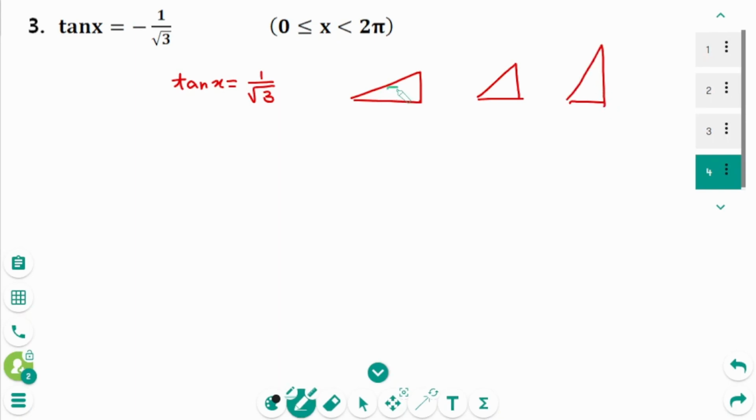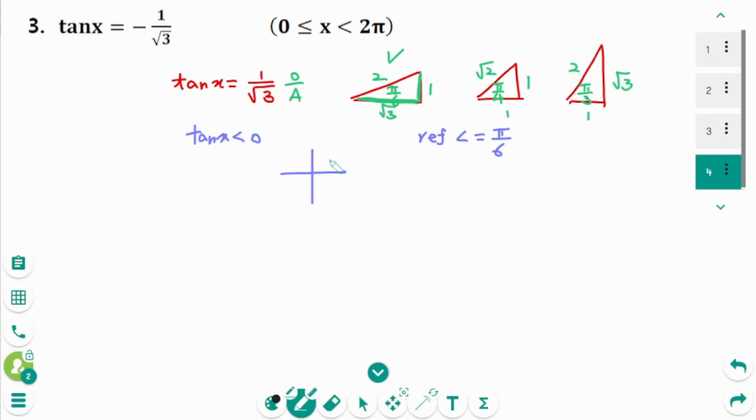The respective angles are pi over 6, pi over 4, and pi over 3. The ratio is 1, square root of 3, and 2; 1, 1, square root of 2; then 1, square root of 3, and 2. The tangent ratio is opposite over adjacent. Then first one is the right one, 1 over square root of 3. The reference angle is pi over 6 and tangent x is negative.